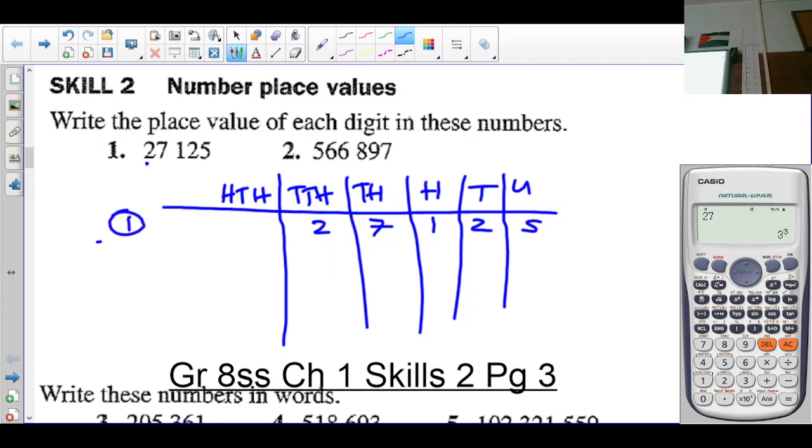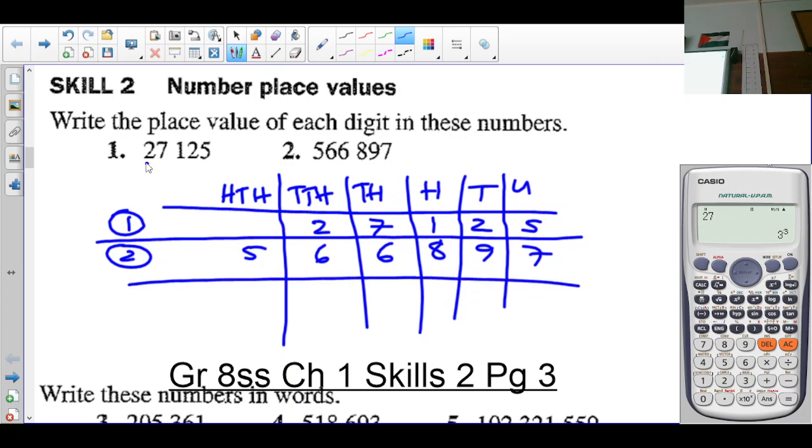Let's look at number 2. We have 7 units, 9 tens, 8 hundreds, 6 thousands, 6 10,000s, and 5 100,000s. Okay. Any issues there? No.